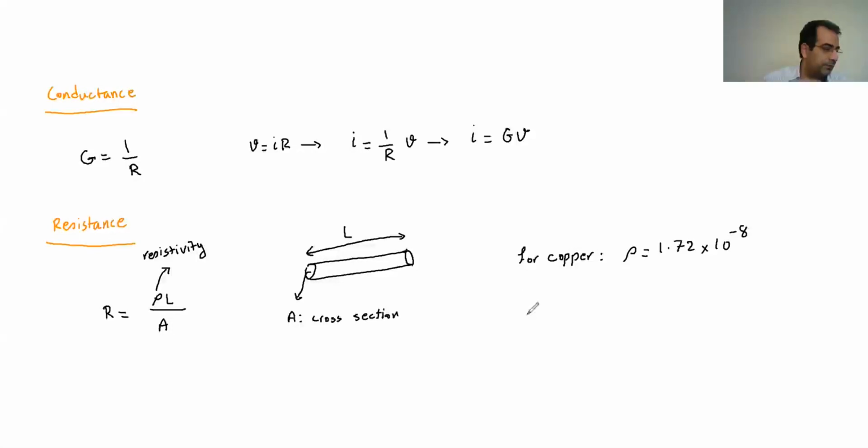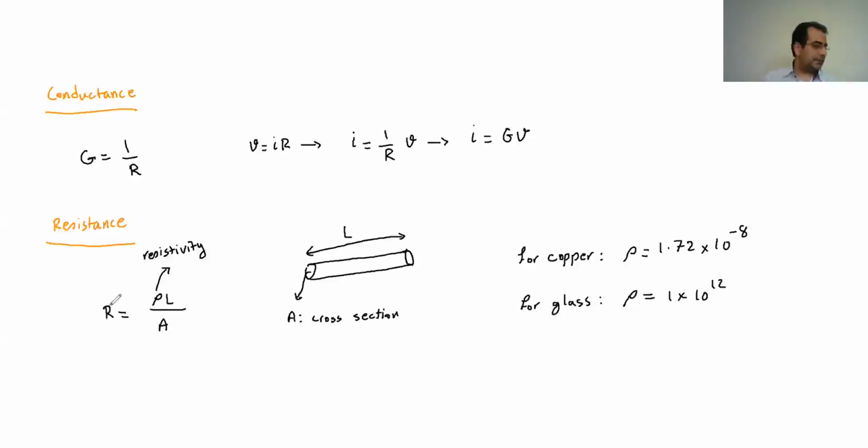But for example, for glass, which almost doesn't let any current go through it, it's going to be 1 times 10 to the 12. So this is the constant that depends on what material you have. If you have the cross section of the wire, the length of the wire, and this physical constant, you can get how much resistance you will have.